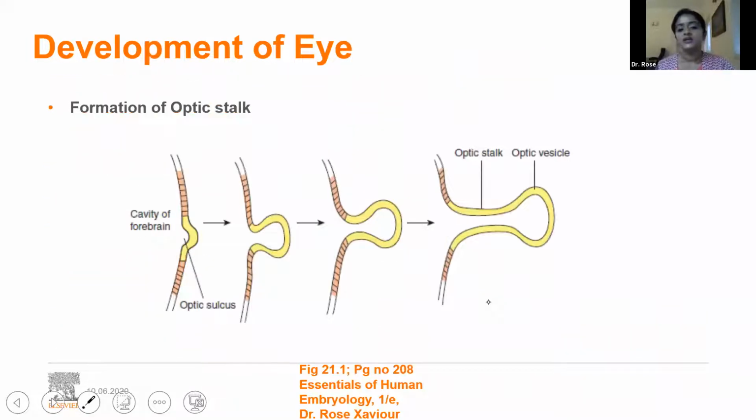We know that in the forebrain, on either side of the forebrain, in course of development, a dipping will be formed. This is known as optic sulcus. Okay. Then what happens is this sulcus will get deepened and it will finally form two important structures. This is known as the optic stalk and the distal dilated portion is known as optic vesicle. So the optic stalk and optic vesicle are actually prolongation of the forebrain.